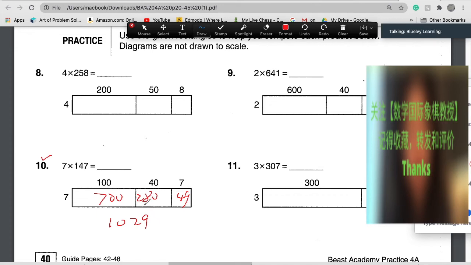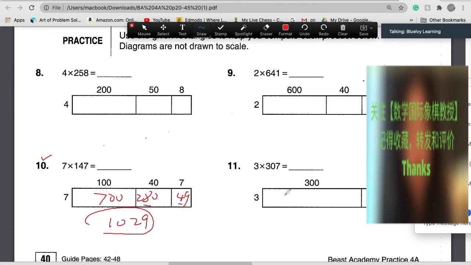Kimberly, you need to think this 8 plus this 4, then you get 12. That one need to go to the thousands digit. So this one will be 1029. And your answer is not right.